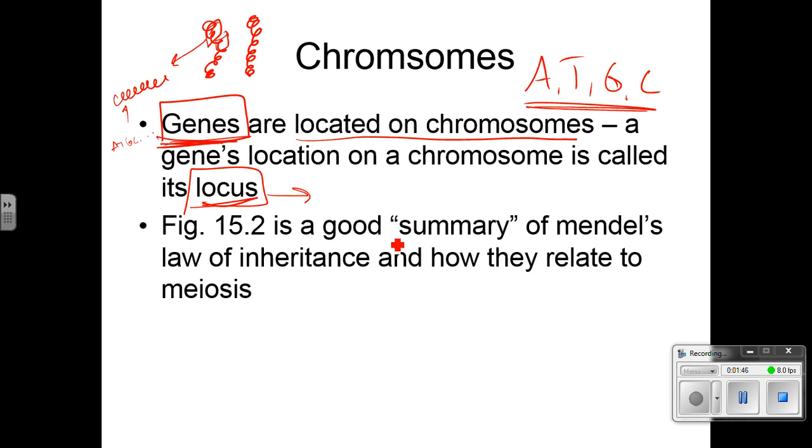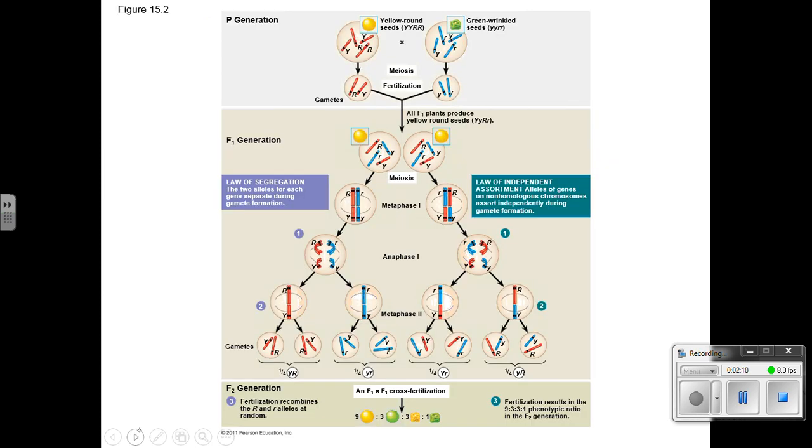Figure 15.2 is a good summary of Mendel's laws of inheritance and how they relate to meiosis. I encourage you to go back and review that, since it's been a while since we talked about meiosis and how alleles are inherited, dominant, recessive, through independent assortment and random fertilization. I encourage you to go back and look at that. Or I could show it to you now. Good, I should have looked at my PowerPoint ahead of time so I knew what I was going to show you.